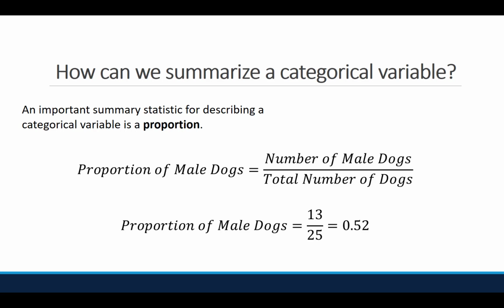Also, notice since 52% of the dogs are male, we know that 100% minus 52%, which is equal to 48%, of the dogs are not male. In other words, 48% of the dogs are female.